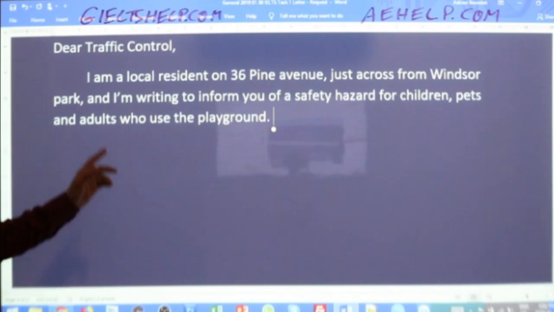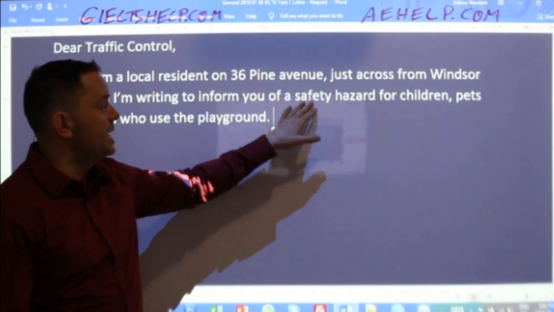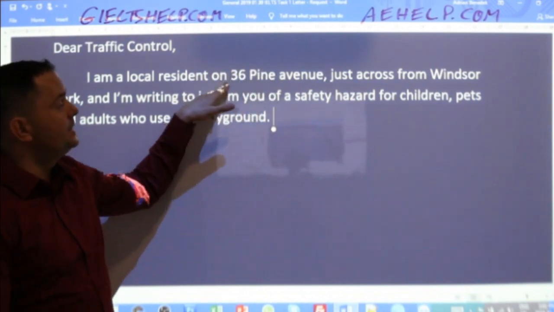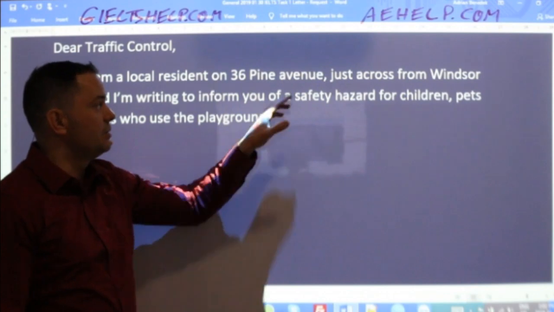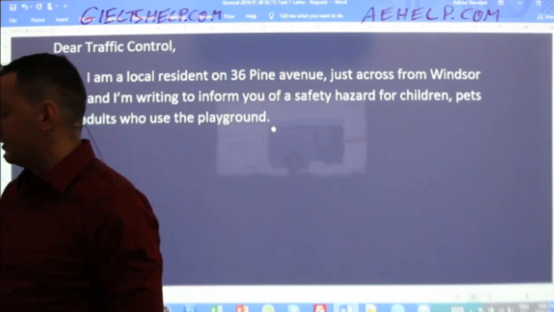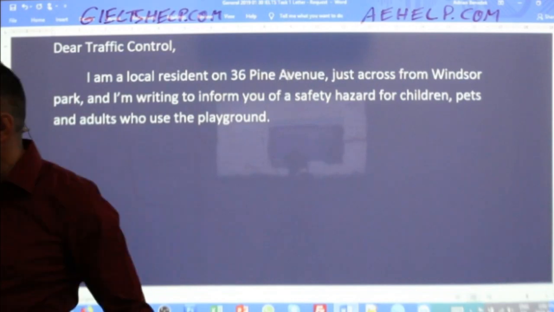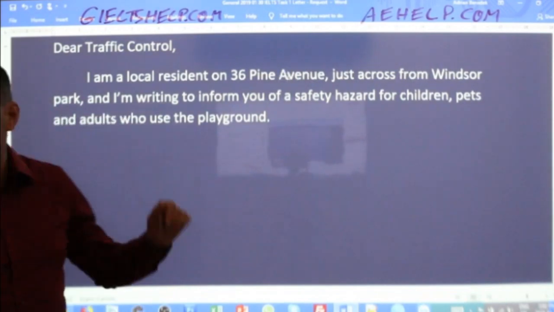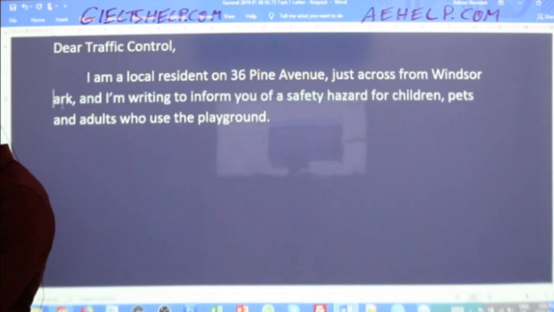Here's my example. So, dear traffic control, I'm a local resident on 36 Pine Avenue. There's that quantitative language. So, the numbers, right? 36 Pine Avenue. The avenue should be capital as well. Maybe some of you caught that. Just across from Windsor Park. Park should be capital as well because it's part of the name.